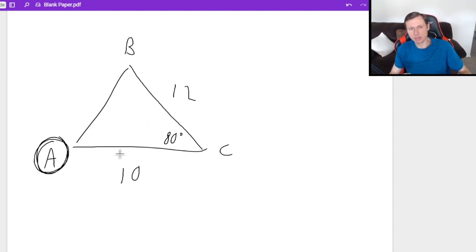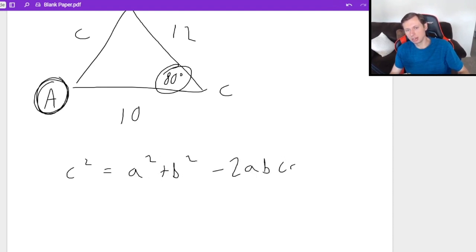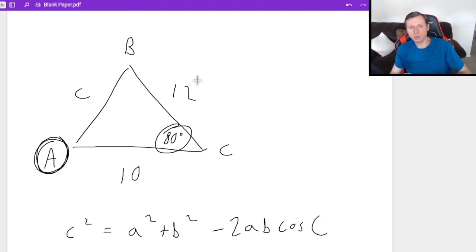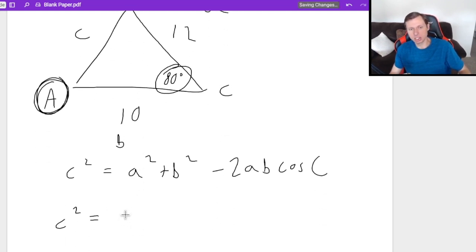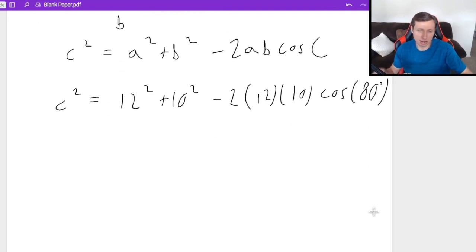Here we go. First of all, since I gave us angle C, it means that I've got to find side length C first. So that means that I'm using the equation C squared equals A squared plus B squared minus 2AB cosine C. That means C squared equals, A is 12 and B is 10, because again it's opposite those angles. So C squared equals 12 squared plus 10 squared minus 2 times 12 times 10 times cosine of 80. Then I can plug the entire right side in my calculator in one step.